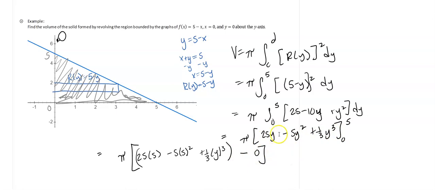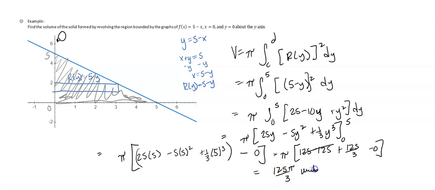So this is pi times 125 minus 125 plus, and I forgot to plug in the 5 here. Sorry, guys. Plus 125 over 3 minus 0. And I end up with 125 pi over 3 units cubed. And that will be my answer.